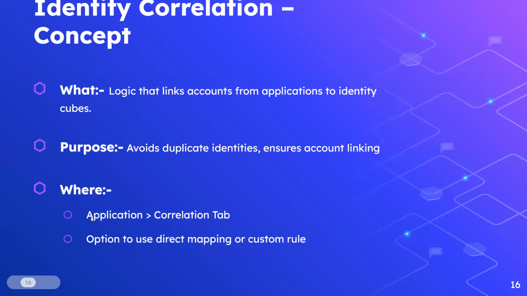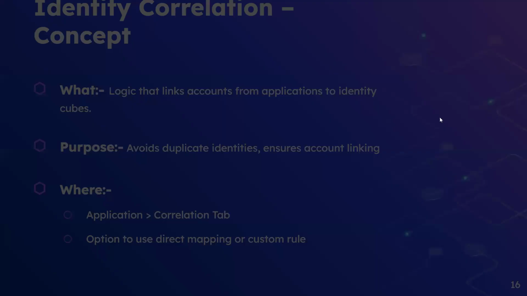Similarly, in the application definition page, once you're doing the configuration, there will be one correlation tab as well. That's where you can use the direct mapping, or you can write a custom rule for correlation as well. In the rules page, you can see there is a correlation rule as well. But by default, you use the correlation tab. Got it. Okay.